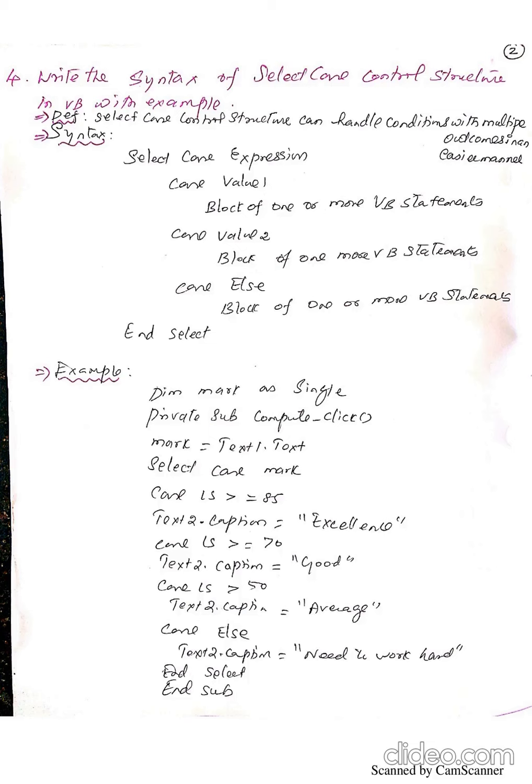Fourth question. Write the syntax of the select control structure in VB with example. Select case expression, case value, block of one or more VB statements, case value 2, block of one or more VB statements, case else, block of one or more VB statements, end select.